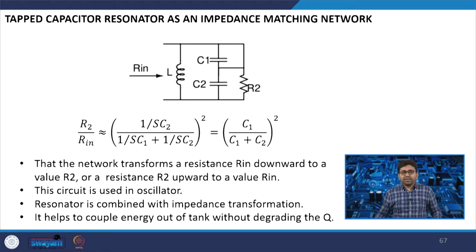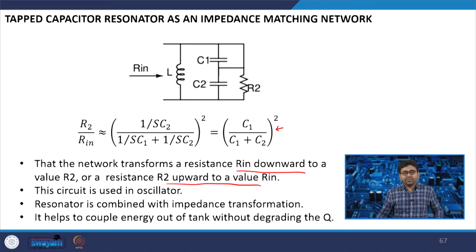The relation between R2, R in and the parallel capacitors C1, C2 can be written as R2 by R in equals (1 by SC2 upon 1 by SC1 plus 1 by SC2) squared. So there is a direct relation between the resistance ratio R2 by R in and C1 by C1 plus C2. The network transforms the resistance R in downward to a value of R2, and R2 upward to the value of R in. That is, R in, which is high, can be brought down to R2, which is low, and we can also transform R2 upward to R in.